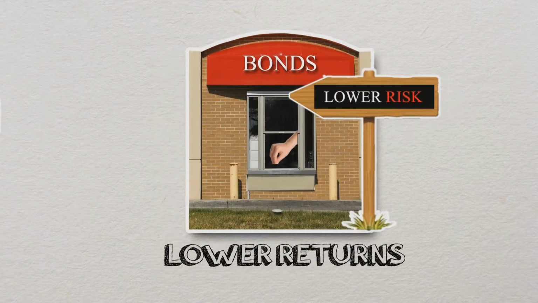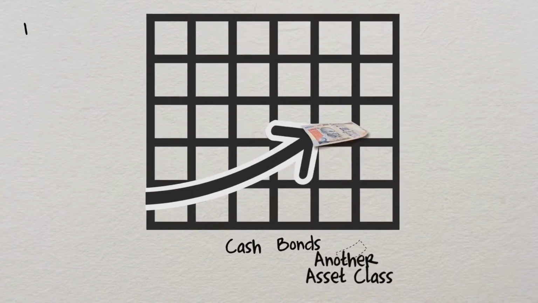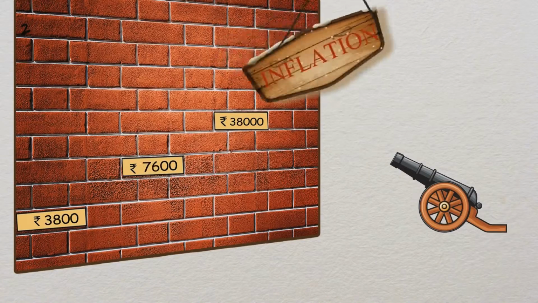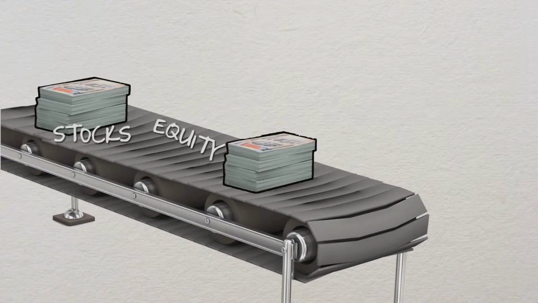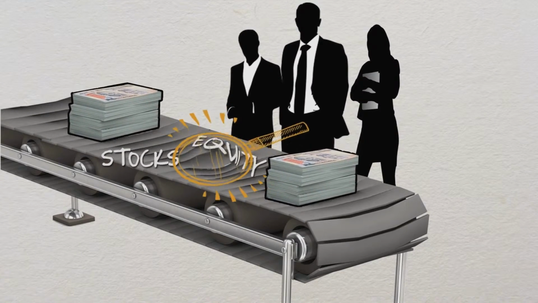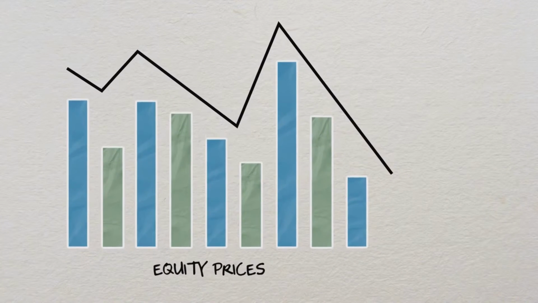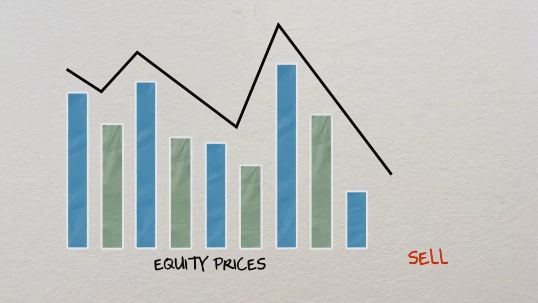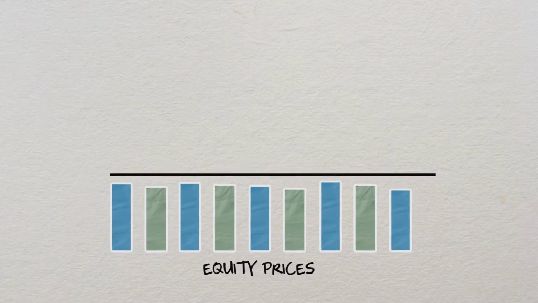Another asset class that has the potential to generate superior returns over long periods, is easy to liquidate, and has the potential to beat inflation is investing in shares of companies, or popularly called equities. But to invest in equities, the expertise needed is far greater than cash or bonds. Equity prices are prone to wide fluctuations, leading to losses if an investor is forced to sell at the wrong time, and slumps in the equity market could go on for long.